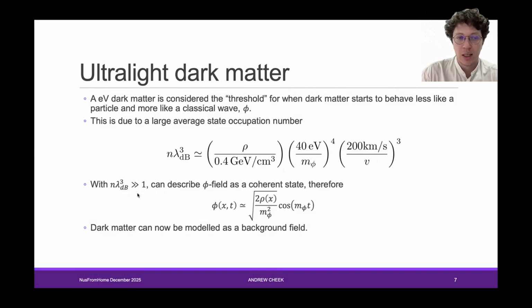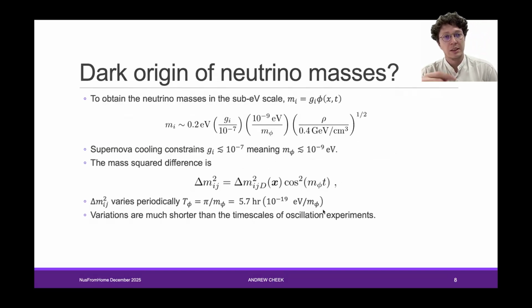Now, why is this important? When you have a large average state occupation number, you can describe the scalar field as a coherent state. The solution to a coherent state is basically that of a classical wave equation. The dark matter can now be modeled as a background field, because in a coherent state, if you apply an annihilation or a creation operator to this state, it doesn't change it. And so in this case, we can have coherent interactions with a background field that imbue neutrinos with a mass.